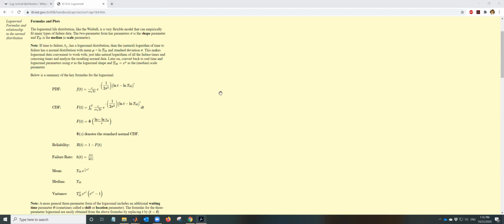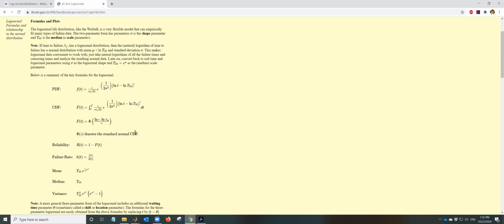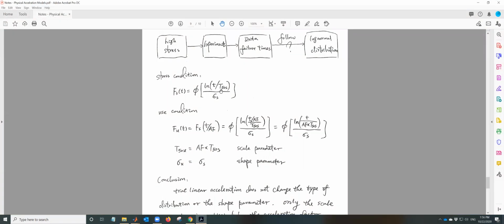So if the failure time under stress condition follows a log normal distribution, then F_s(t) equals Phi of (log t minus log T50_s) divided by sigma_s, because this is under stress condition. This is also what we have here: F_s(t) equals Phi of (log t minus log T50) over sigma. I use the division here because log of a over b equals log a minus log b. So this is the stress condition, and it follows a log normal distribution.